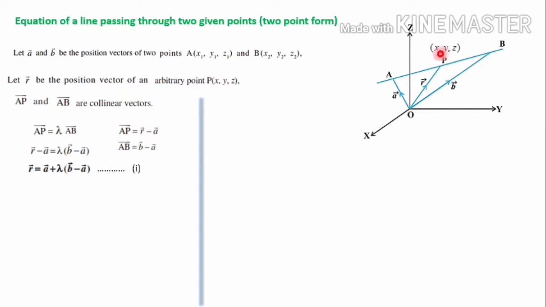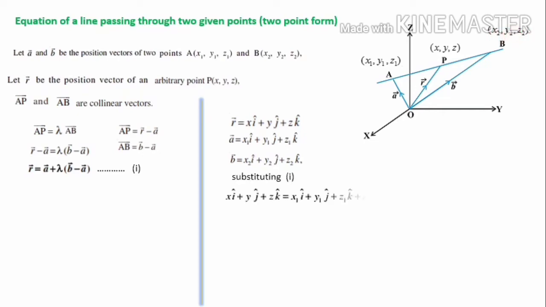For that, the arbitrary point P we have taken before as (x, y, z), the first given point is (x1, y1, z1) and the second point is (x2, y2, z2). Then vector R, the position vector of P, is xi plus yj plus zk, and vector A, the position vector of A, OA, is x1i plus y1j plus z1k. Then vector B, the position vector of B, OB, is x2i plus y2j plus z2k.